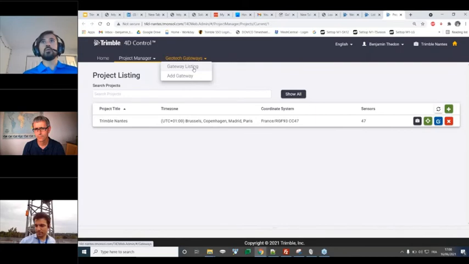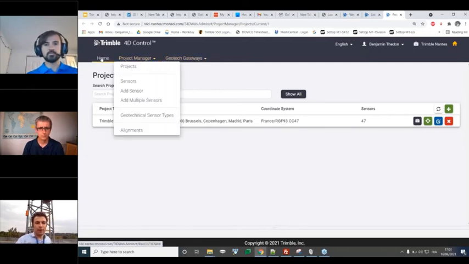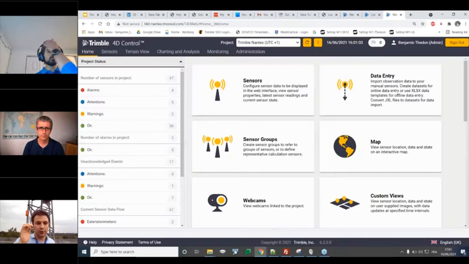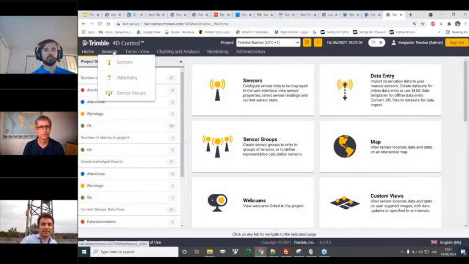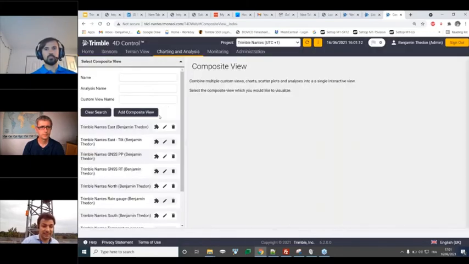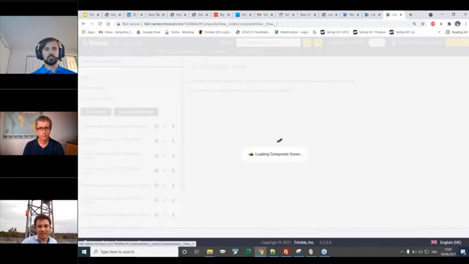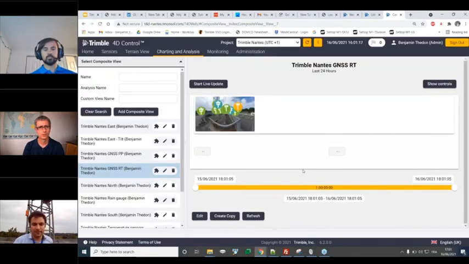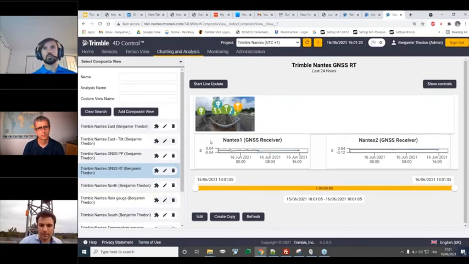Excellent. Liam asked a question for you, Ben, about the T4D you're showing right now. Is it a virtual server-based install of T4D? And if so, are we looking at the full version of T4D, or the Geotech version? Great question. We are looking at the full version of T4D, because as you can see, I also have total station data and GNSS. If you go on GNSS, I have GNSS data. So this is the full version.